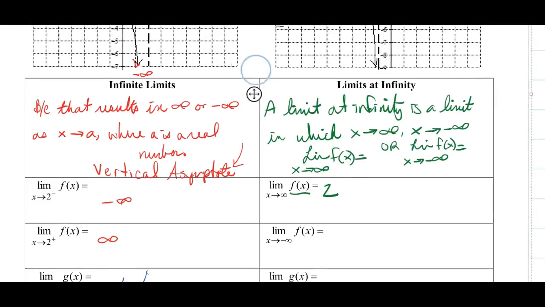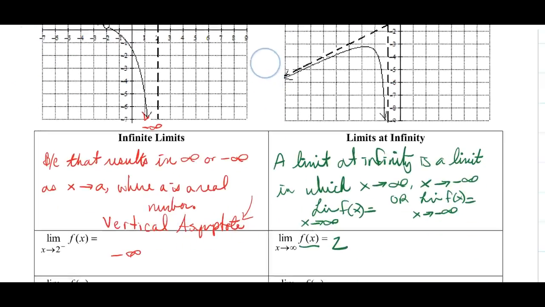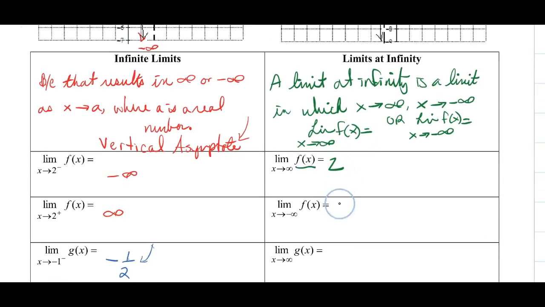How about my limit as x approaches negative infinity of f of x, reading off the left of the graph? I see again that this is approaching this asymptote here, which is also at 2. So 2 is also my limit as x approaches negative infinity.